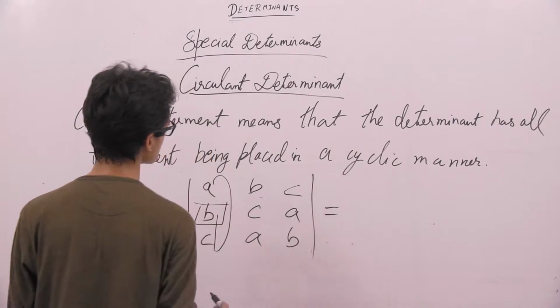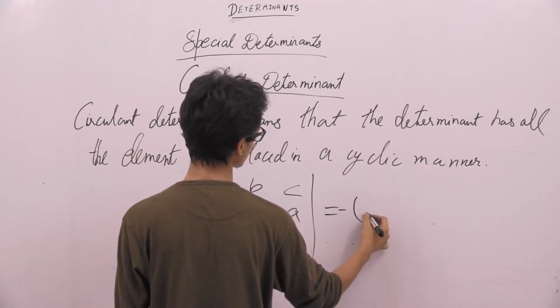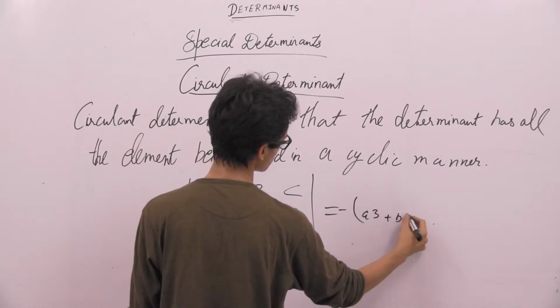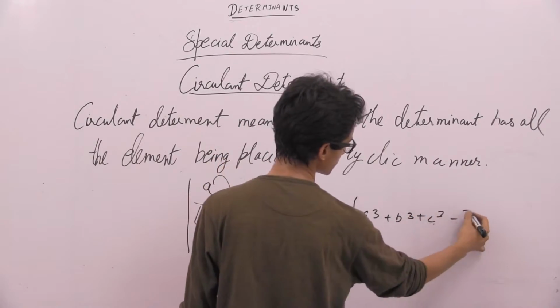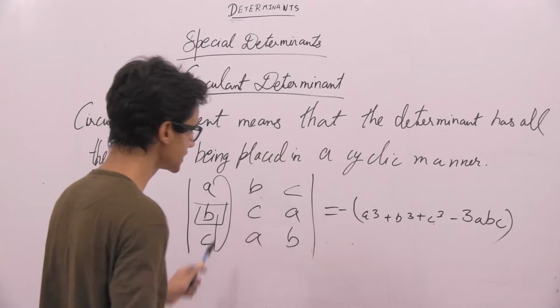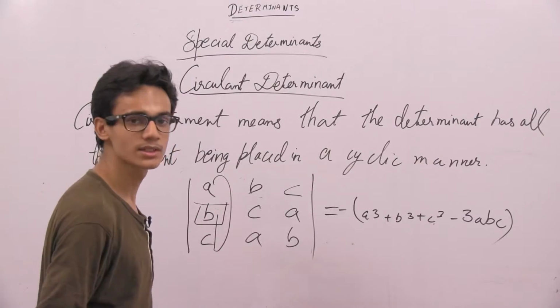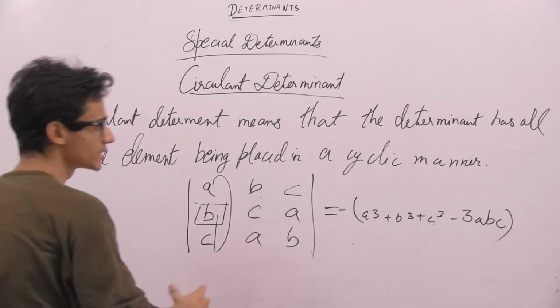The value of this determinant can be directly said to be minus of A cube plus B cube plus C cube minus 3ABC. So whenever you see elements in a cyclic order, you can directly apply this formula and get the value of the determinant. Let's see how we get this formula.